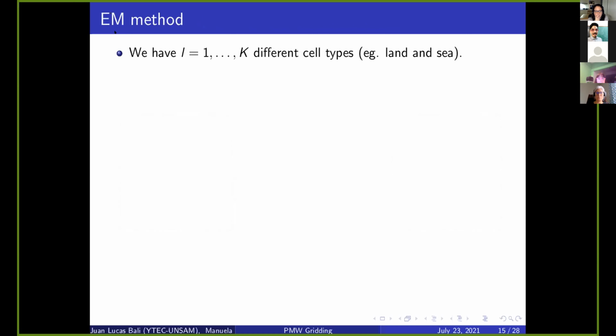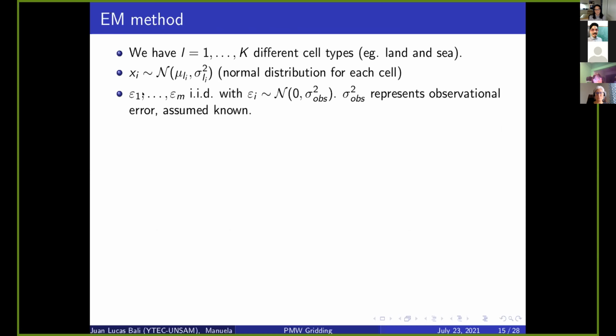This is a more complex method, what we call an expectation maximization method. First, you have k different cell types. Just suppose that there is land and sea, to simplify the exposition. Assume that each cell type has a normal distribution with parameters depending on the cell type. For example, if it's land or sea, it will have different mu and variance. The observational error comes from a normal distribution where you have to know the observational error, the sigma squared. If you don't know it, you can handle it, but it gets harder.